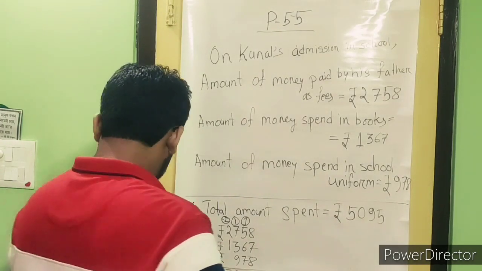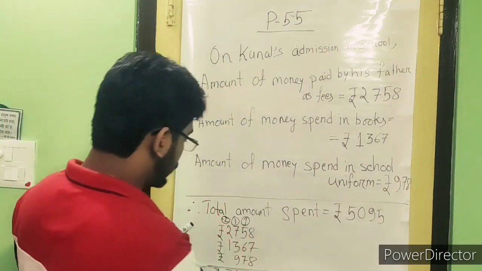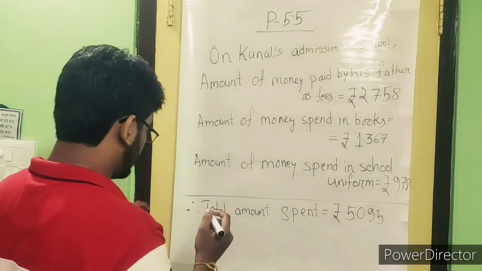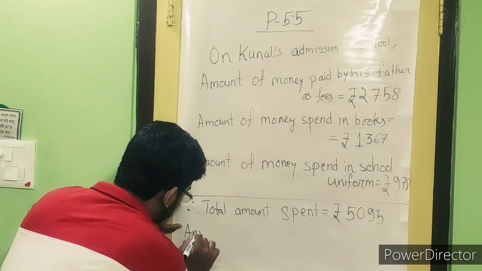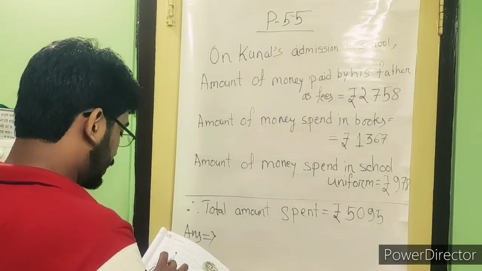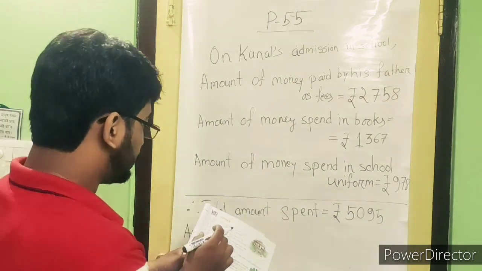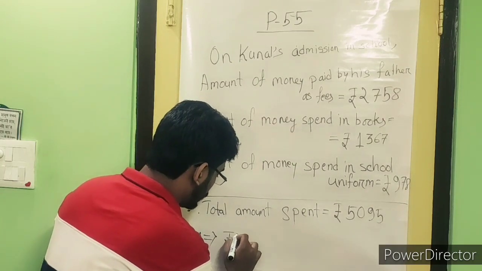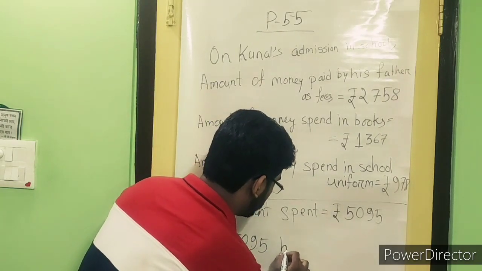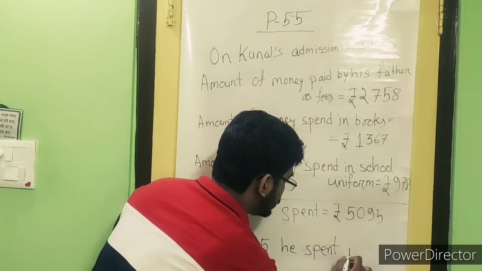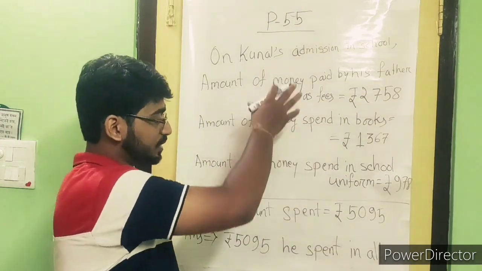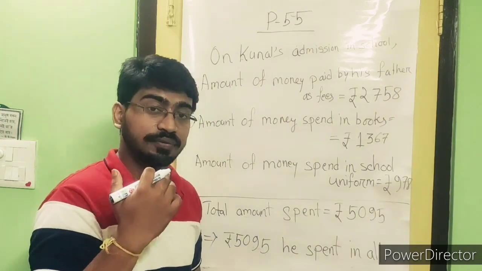Okay, now the result declaration. We have finished the calculation also. Now the final stage, result declaration. You can see it has been written how much money did he spend. In place of how much, we will put the answer: rupees 5095 he spent in all. Finished. If you write in this way, you will get full marks. Out of 5, definitely you will get 5.